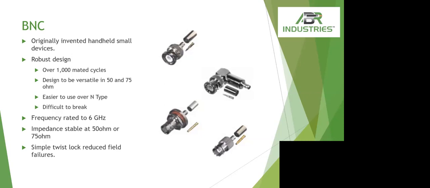There was a little bit of a limitation, though, that the frequency was only rated to 6 gigahertz. That's what I discussed earlier, how test results originally topped out at 6 gigahertz for a lot of data sheets. Since then, we now go to N connectors for a lot of our test equipment, so we can actually go much higher when we report. Impedance is stable at 50 or 75 ohm, and with a simple twist lock, it's easier to reduce any field failures because once it's positively locked into place, the connector isn't going to move or twist or go anywhere.